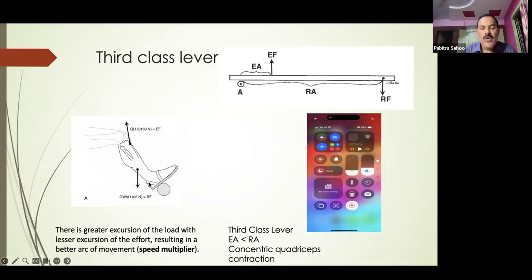So God has created this lever for a different purpose. We need a speed multiplier for the upper arm and leg, which require a greater amount of motion. That's why they come under the third class lever. Where we need more power propulsion, for the foot, that's the power lever. So the foot is a power lever, and the leg, knee, and elbow are the speed levers.